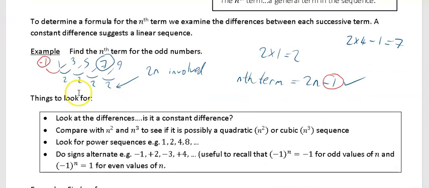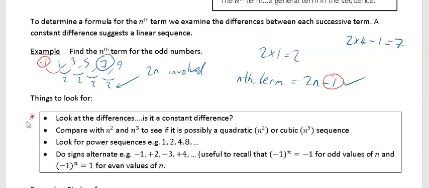A couple of things to look for. It's not always going to be a linear term. But one thing to definitely look for is the differences. Is the difference constant? Then it is going to be a linear term. And then you compare with your basic n squared, n cubed terms and see if it's a quadratic or a cubic sequence. And then you look for power sequences.